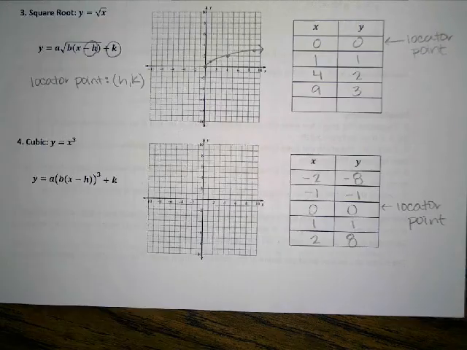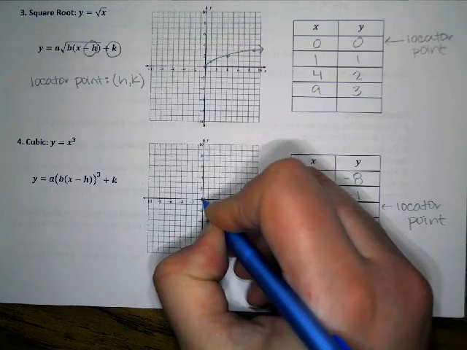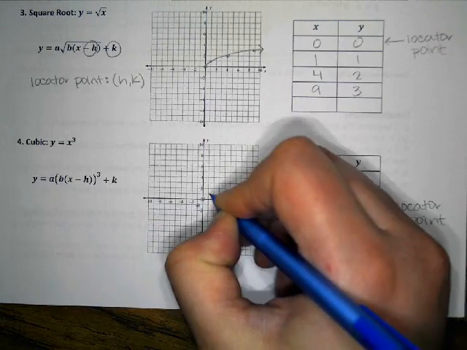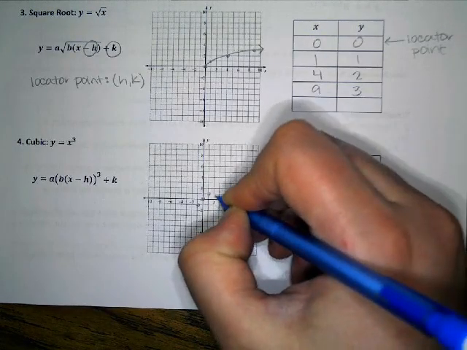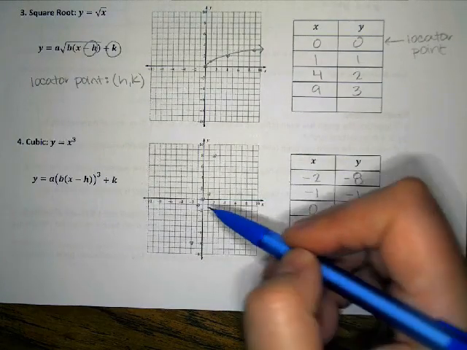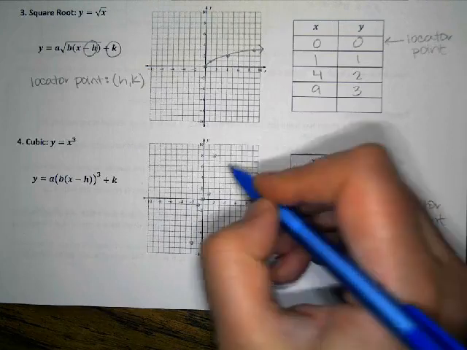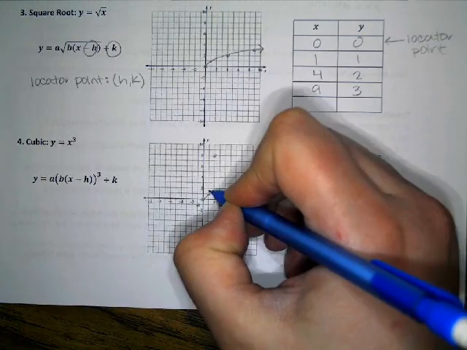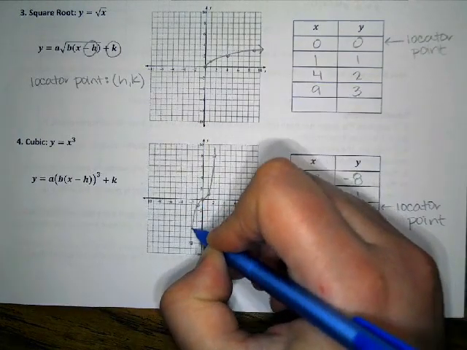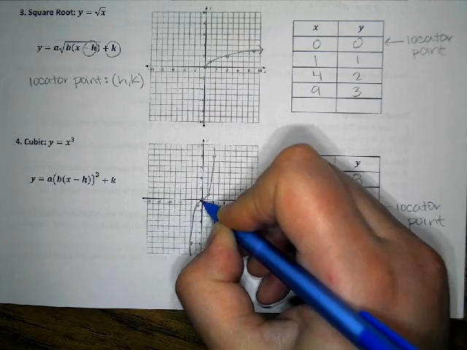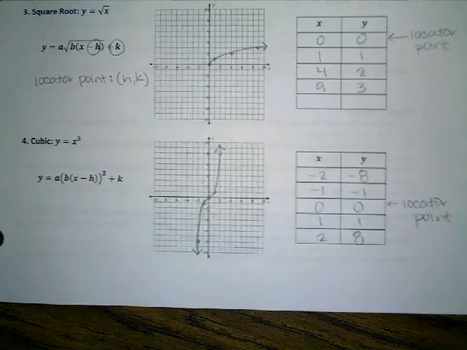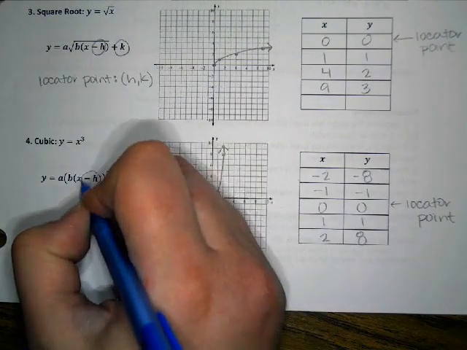So I've got 0, 0, -1, -1, -2, -8, +1, +1, positive 2, positive 8. And these ones look like half of a U shape going up and half of a U shape going down. There, something like that. And just like all of the other ones, if you want to find the locator point, it's just HK.